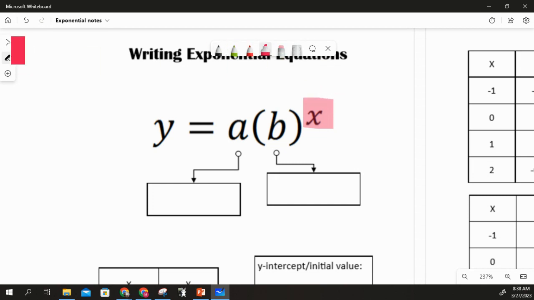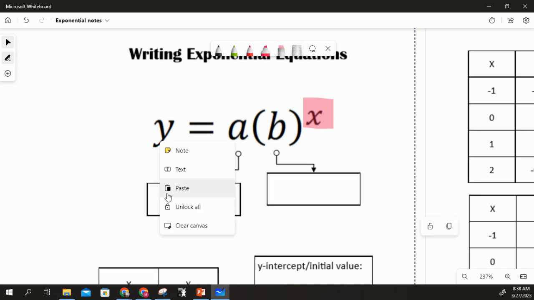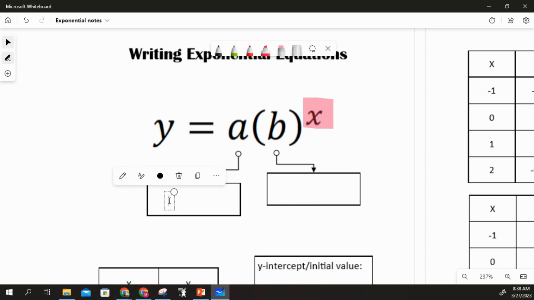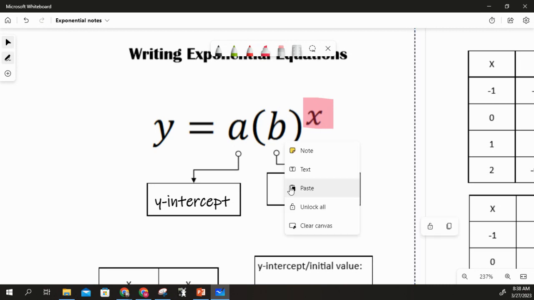All right, we got some quick labels that we got to go through. So first off, let's deal with this label over here for A, okay? So A right here in front, this is what we know as the y-intercept. Let me blow this up here. So whatever A is in your equation, that's going to be what the y-intercept is.